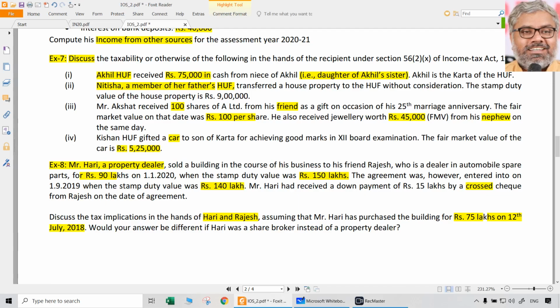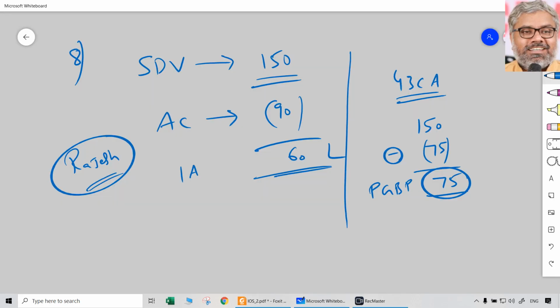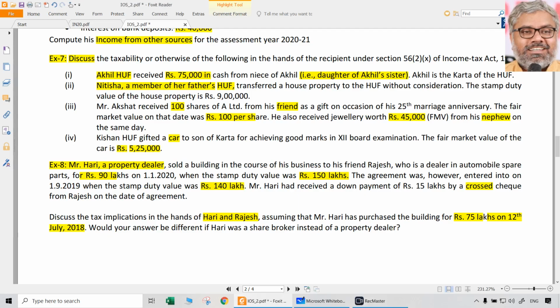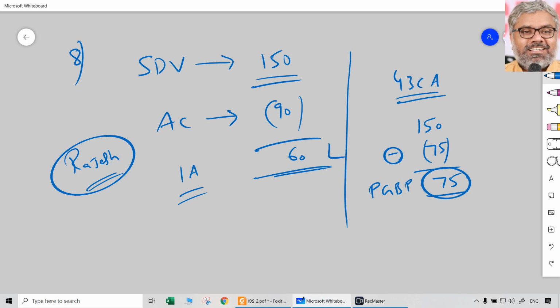Now the question is, would your answer be different if Hari was a share broker instead of a property dealer? See, as far as Rajesh is concerned, it doesn't matter, because for him it is not stock-in-trade. He's an automobile dealer. So for Rajesh, it will still be taxable under income from other sources. The entire amount of 60 lakhs will be taxable as income from other sources for Rajesh. No change in that. Only change here for Hari will be what?